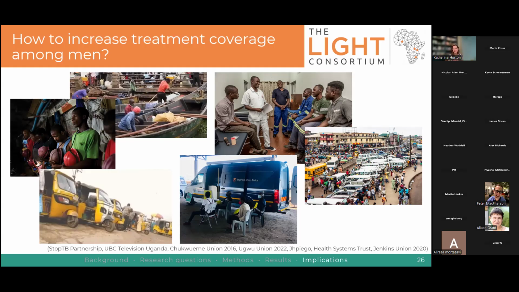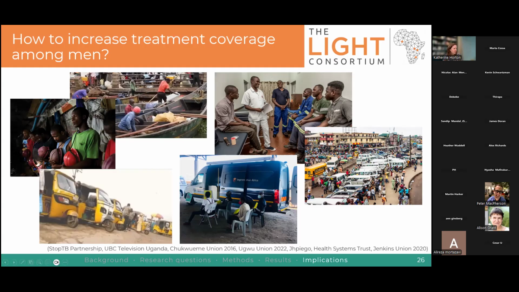Another approach is to actually develop male-friendly health services, and that's these two pictures in the middle, the van and a clinic. So this is a van in South Africa and a clinic in Lesotho that are men-only clinics. They're open after normal operating hours. They're staffed by male healthcare providers, and they've seen some success in reaching men for TB and HIV and other health concerns.